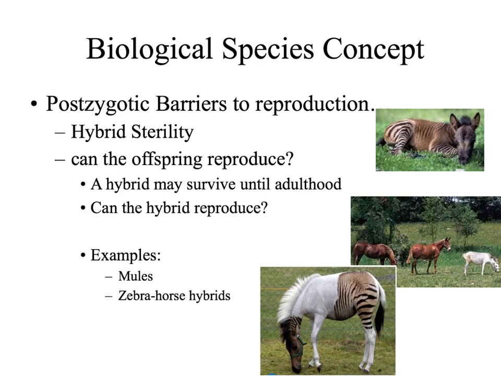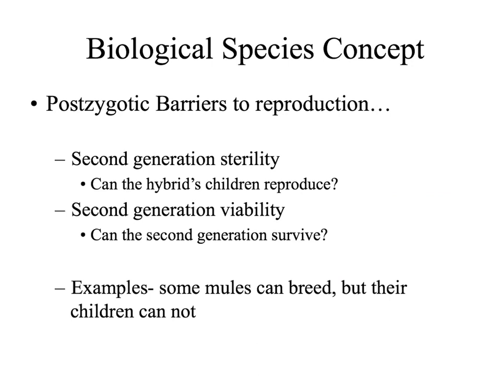A good example of this are mules. If you mate a horse and a donkey, you get a mule. Mules are generally sterile and unable to reproduce. The same is true of zebra-horse hybrids. These animals are viable, they can survive, but they are sterile and unable to reproduce.